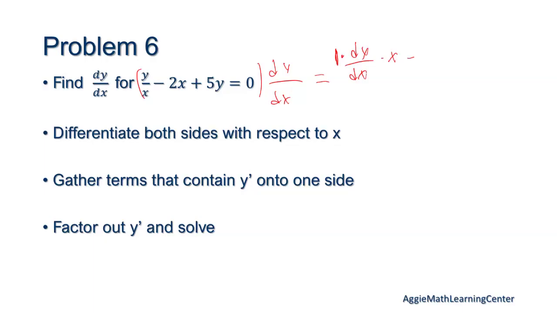Okay, so that's the derivative of the first term of the quotient rule. Then I'm going to take the derivative of the bottom, which is also 1 times y over x squared. And then the rest is, in my favorite word, trivial. So you get 2 plus 5 dy dx. And that's equal to, somehow I ran out of space, equal to 0.